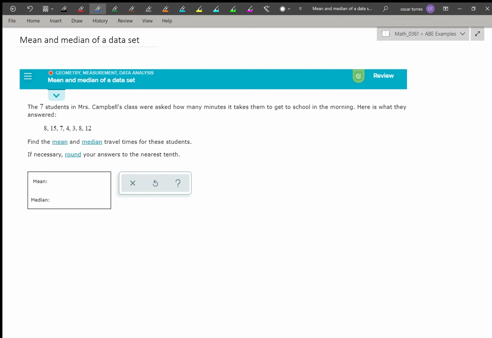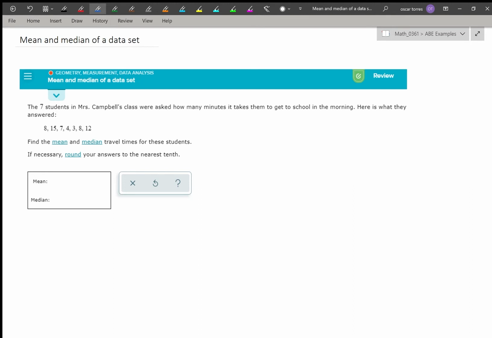When finding the mean and median of a data set or of a set of numbers, it's important to understand what each of these terms mean. The term mean refers to the average of all of these numbers. So what we end up doing is adding up all of these numbers that we're given, and we end up dividing that value by the amount of numbers that we actually have.